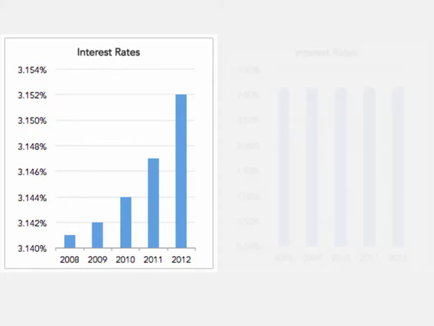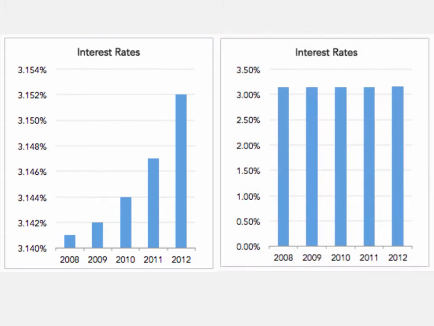And here's another graph of the exact same interest rates, just with a different scale. And look how similar the interest rates look now. Just changing that scale on the vertical axis completely changed what the graph looked like and what information you might initially draw from it.